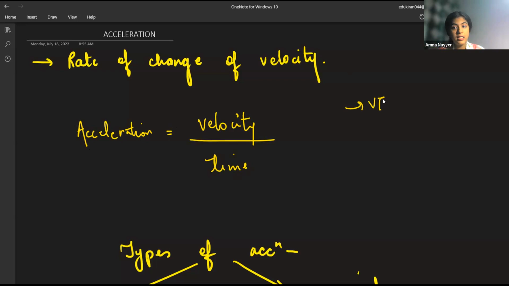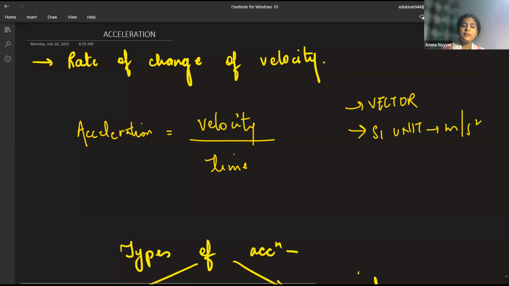It's a vector quantity, meaning you have to keep in mind the directions, because we are using velocity directly, so it will be a vector quantity. Vectors we'll do after this lesson. We'll start with vectors only. And the SI unit is meter per second square. All right, this is meter per second square.